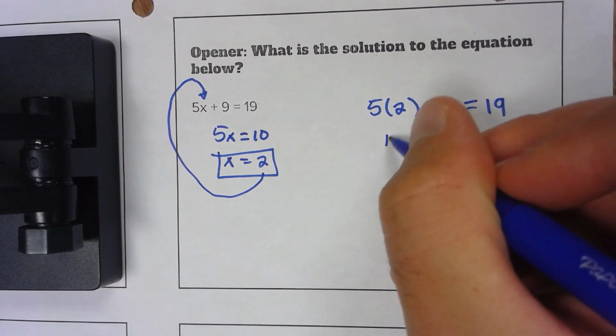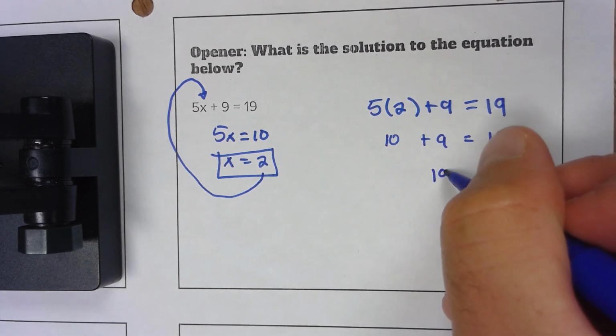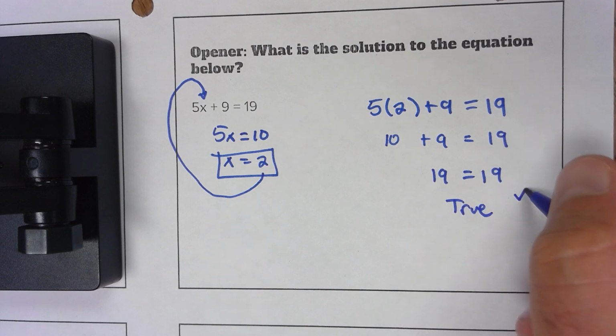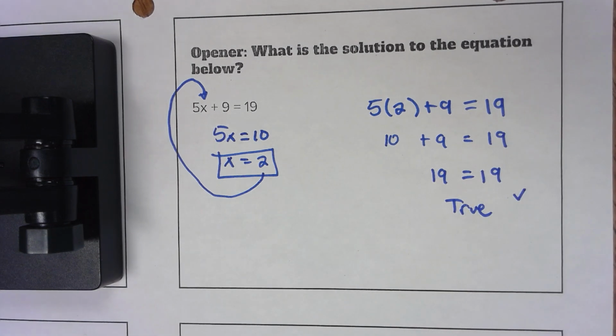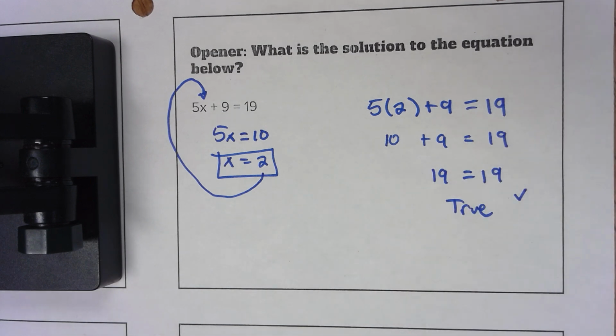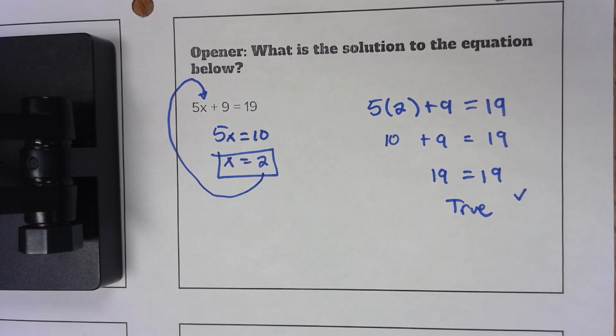So 5 times 2 is 10. 10 plus 9 is 19, and 19 does equal 19. That is a true statement. And that confirms that 2 is in fact the solution. This is what we're focusing on today. So when we plug a number into an equation, is that a solution or not?